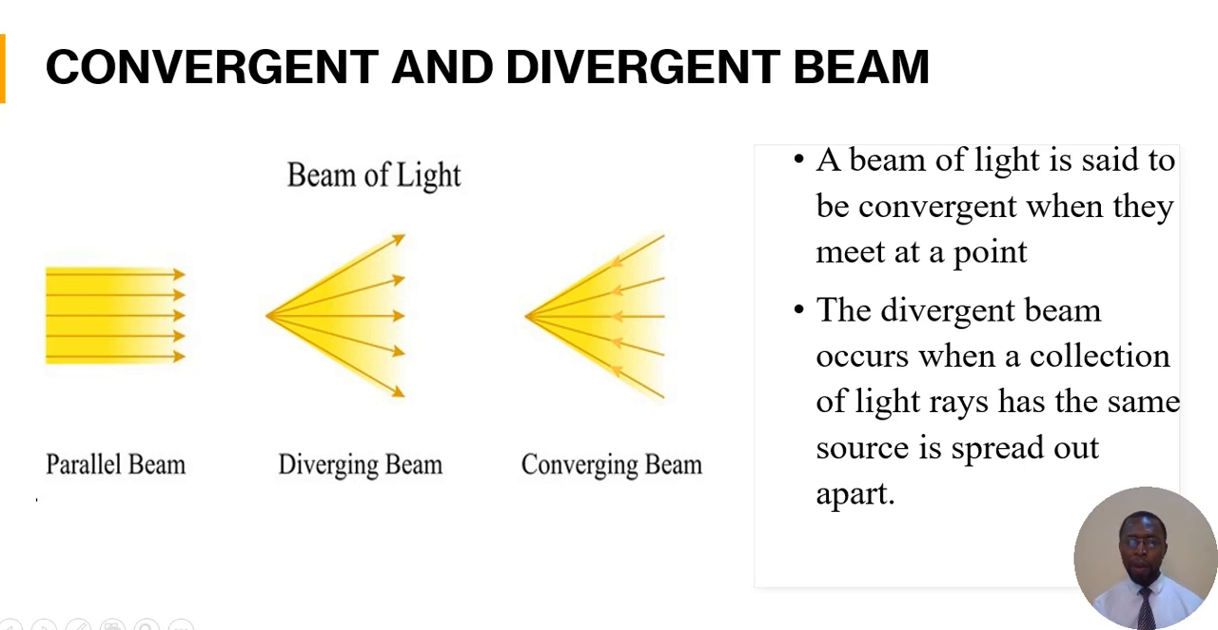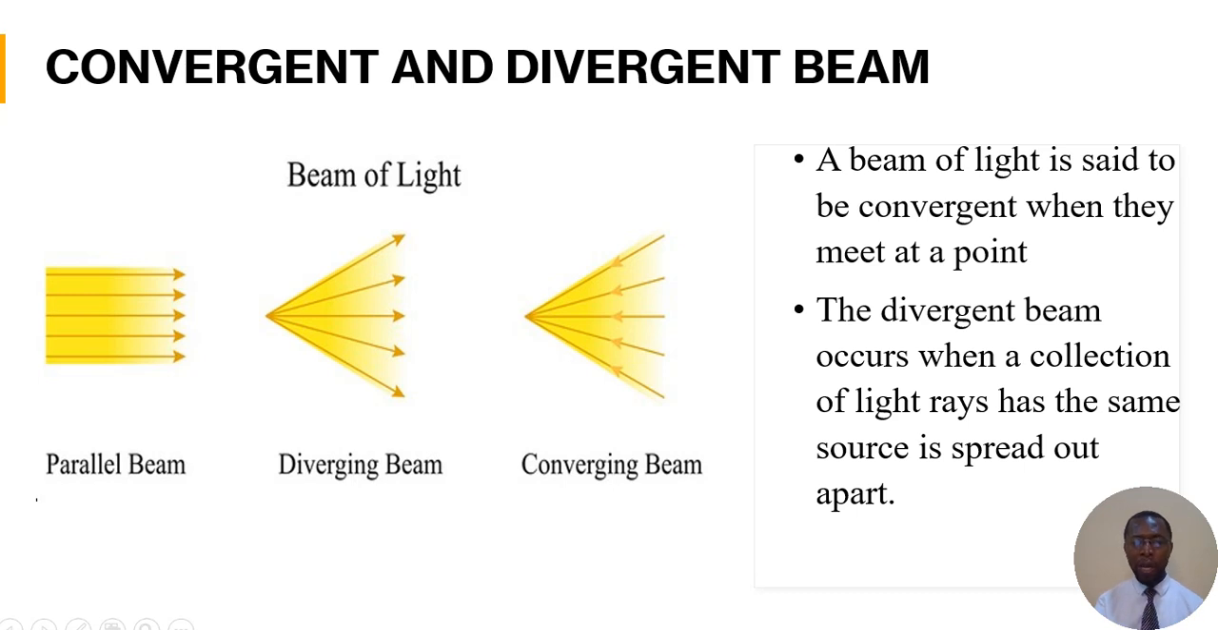But now this beam can be in three different ways. It can be a parallel beam. In this case, you see that all the rays of light are moving in one direction and they are not meeting each other. You see the first arrow, the second arrow, the third arrow, fourth, fifth. They are all moving in one direction and they are not meeting each other. That is called a parallel beam.